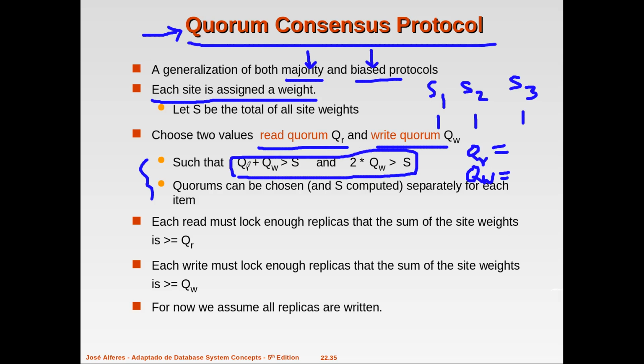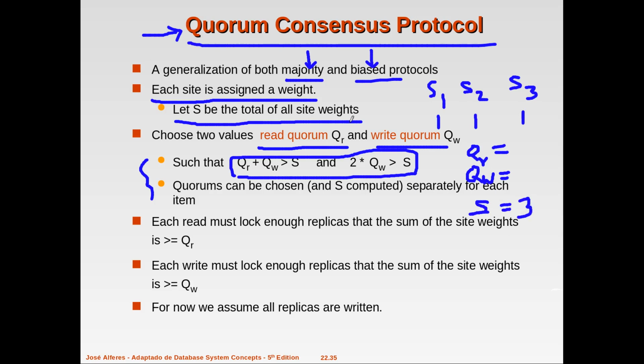Now the condition is QR plus QW must be greater than S. What is this S? S is the total of all the site weights. Here S1 weight is 1, S2 is 1, S3 is 1. So the total of weights, that is S, is equal to 3.